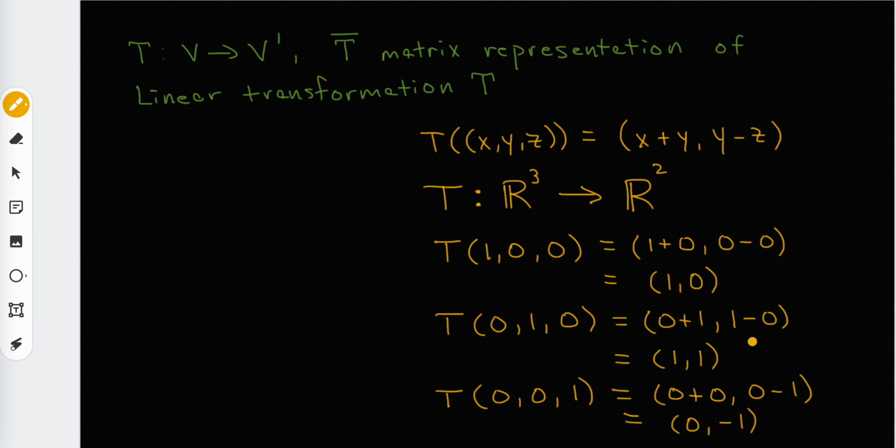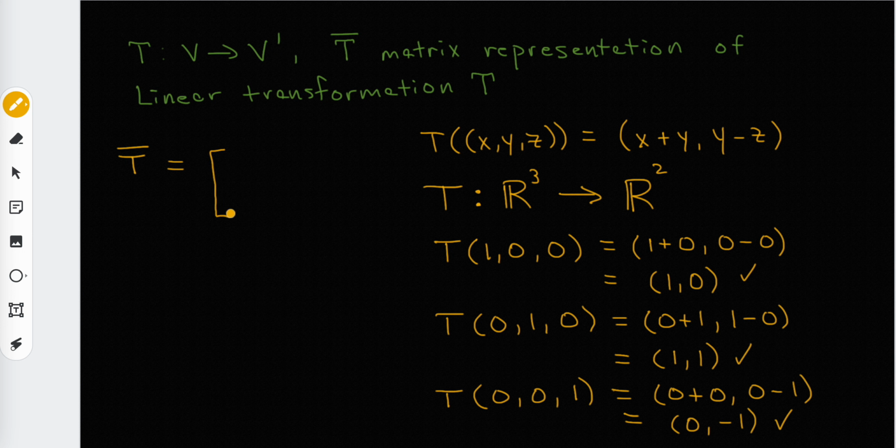So now I've got these three vectors that come from the transformation: 1, 0, 1, 1, and 0, negative 1. Those are going to end up becoming the columns of my matrix. So over here, we're going to write the matrix representation of the transformation. That's going to be T bar. And I'm going to set those vectors that I got as columns.